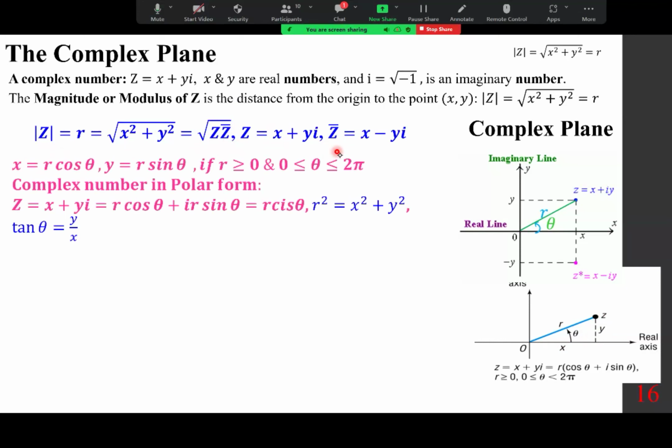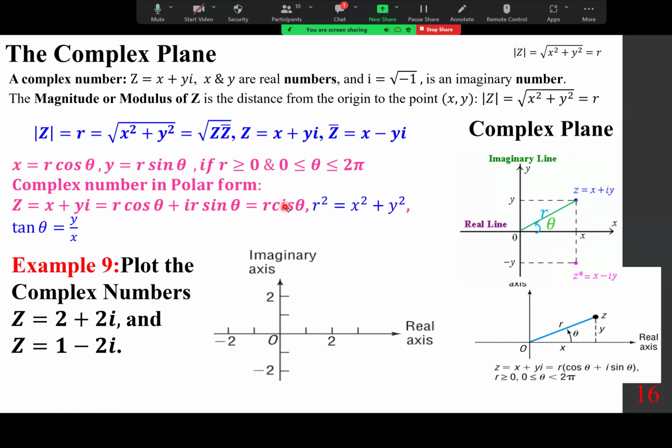Some basics from trigonometry, in case you don't have to worry about that: x, this distance, is r cosine theta, and y, this distance, is r sine theta. It is written r cosine theta plus i r sine theta, and they call it r cis theta. In case anybody has seen this before, I don't want you to worry about this at all. All I want you to see is the following. How would you plot the complex numbers 2 plus 2i and 1 minus 2i? I want to just quickly show you how easy it is. If somebody asks you to plot that, you should have absolutely no problem whatsoever.